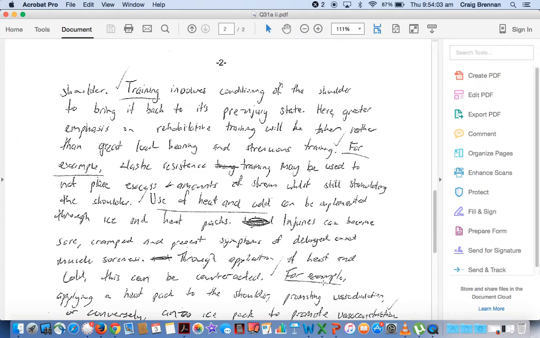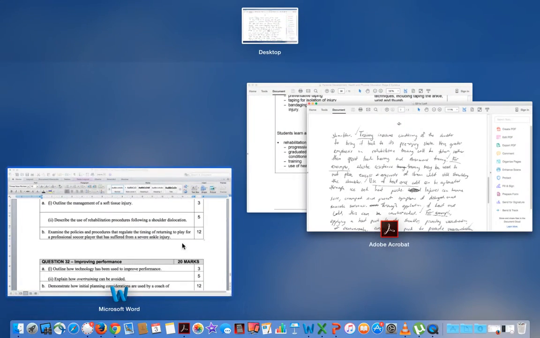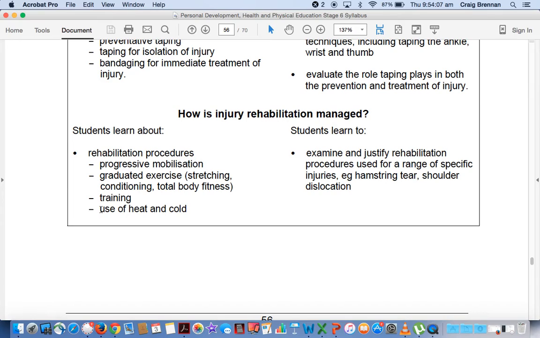My only real issue with this answer was, and I'll just go to the syllabus, this last dot point was use of heat and cold. Some boys were confusing this with warm-up and cool-down activities. It is the use of heat and cold as the syllabus states. And that's what you would have needed to have all those correct for 5 out of 5.